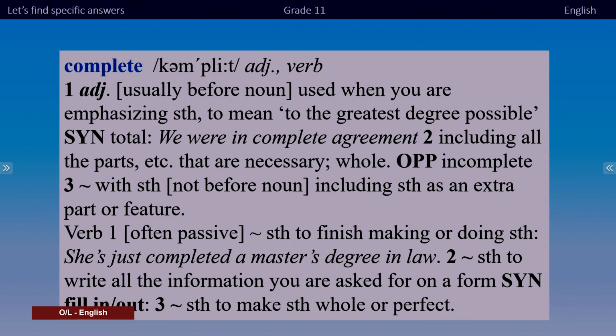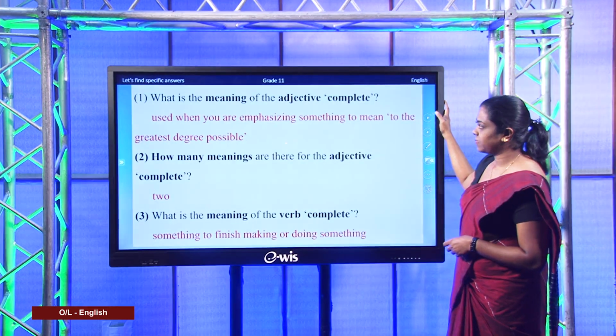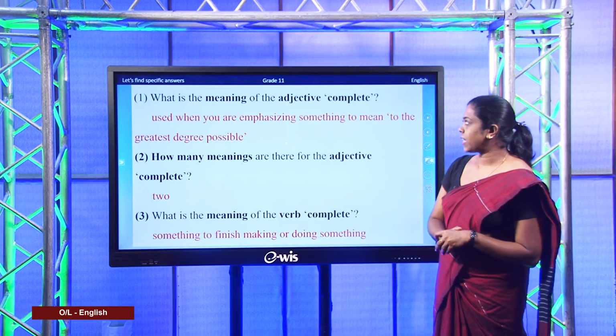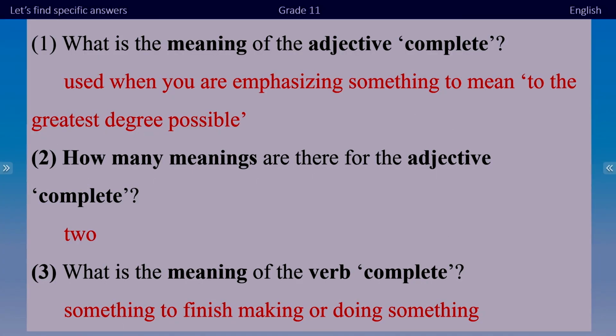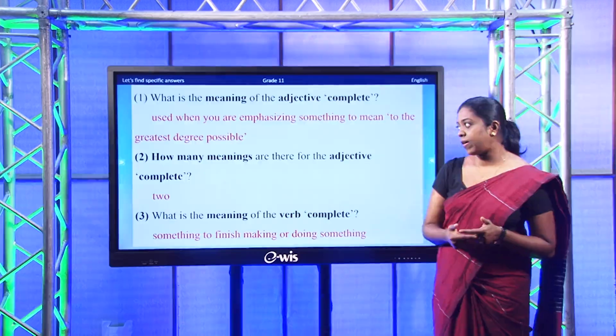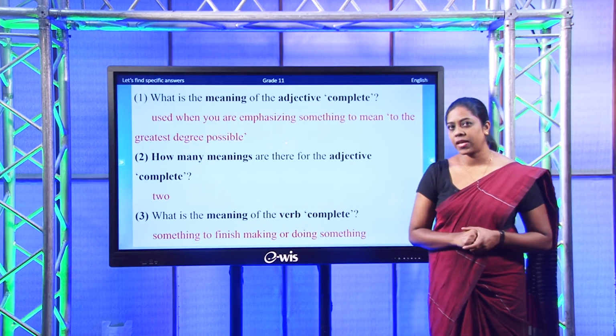Right, shall we check the answers, children? What is the meaning of the adjective complete? According to the dictionary page, it says, used when you are emphasizing something to mean to the greatest degree possible. And the second question, how many meanings are there for the adjective complete? So just have to count the number of meanings you see there and simply say 2 meanings.